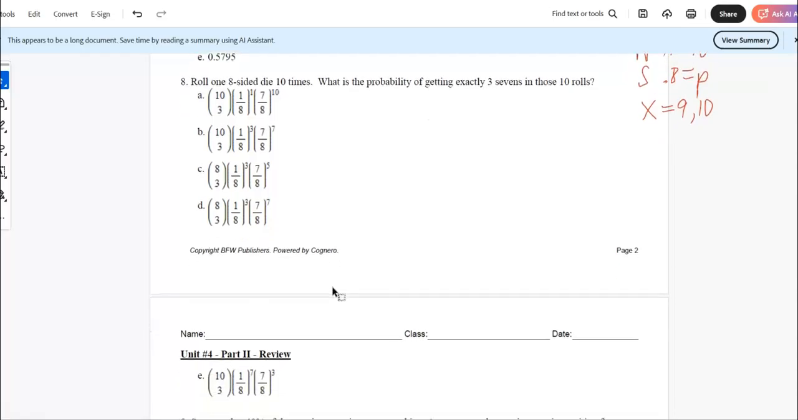Roll an 8-sided die 10 times. What's the probability of exactly 3 sevens in those 10 rolls? So we just have to identify our variables here. So n is 10. X is the number of 7s, which is 3. And then p is the probability of success. I think it'd be 1 out of 8. So let's see. So we go nCr, but that's our x. So it'd be 10 and 3.